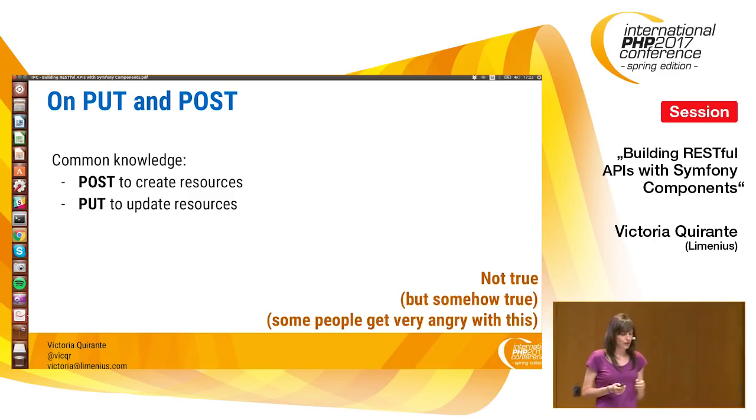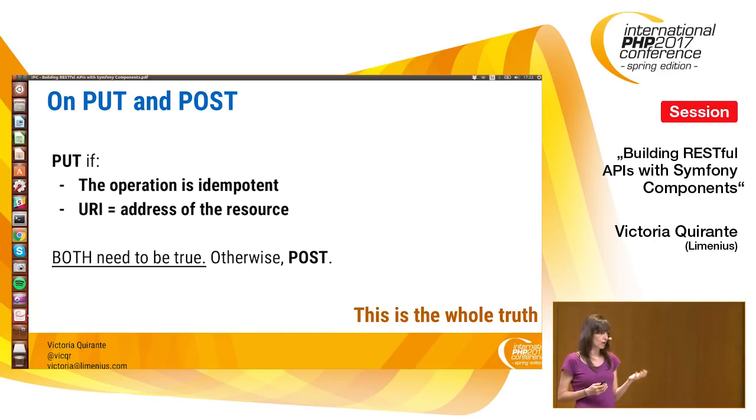But the whole truth is this. You have to use PUT if the operation is idempotent, which means that if you perform it several times, it will have the same result as performing it only one time. And second, the URI needs to be the address of the resource. If those two things are true, then it's a PUT. Otherwise, it's a POST. That's it. This is not a controversial point. This is how it is, but somehow it's a bit difficult to remember.